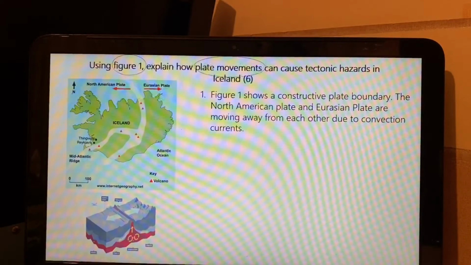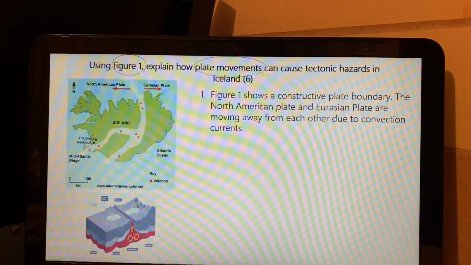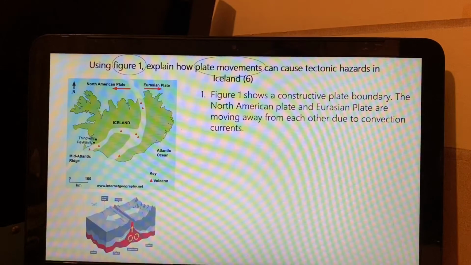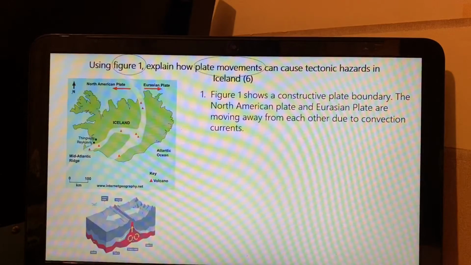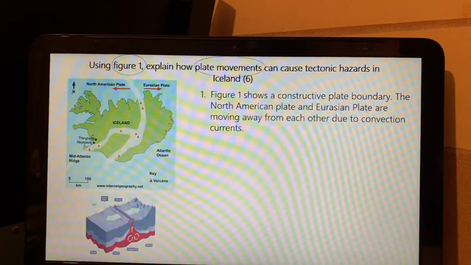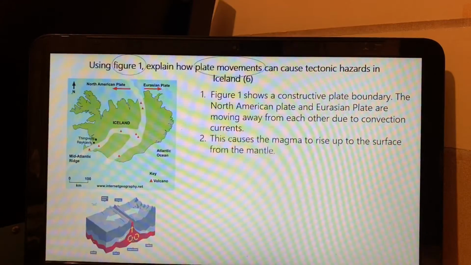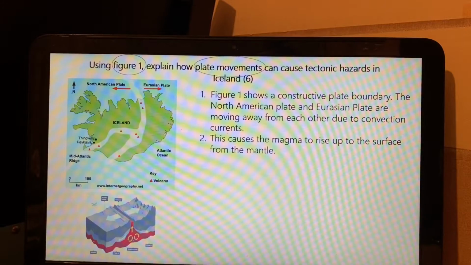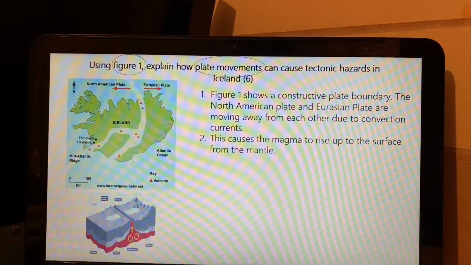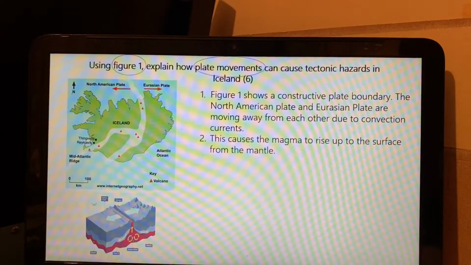Now you should know this is because of convection currents, which is the kind of rising heat in the mantle causing volcanic rock to cause the plates to move. But I don't have to go into it like that. I just need to say the word convection currents. Now step 2, what would you get your second mark for? This then causes the magma to rise up to the surface from the mantle, because the 2 plates have moved apart. This is sequential. You just have to know it in order.